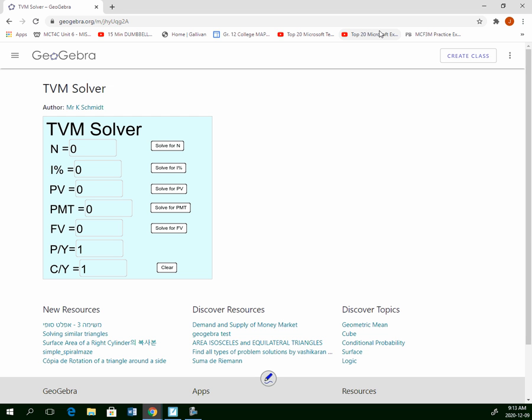So N is the same, right? N is the same as it is in compound interest. I is the same. So with the I, you don't have to divide it, right? You know how we divide it by compounding? You don't have to do it. The calculator will do it for you, okay? So we don't divide by compounding.